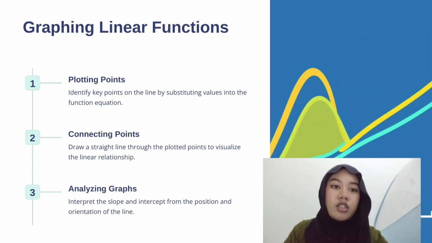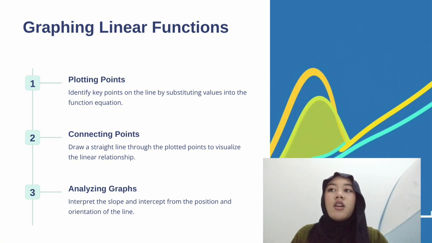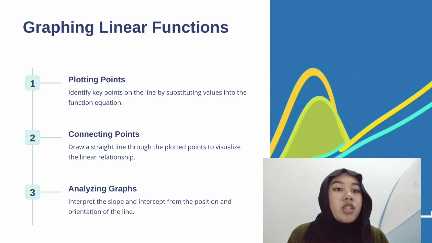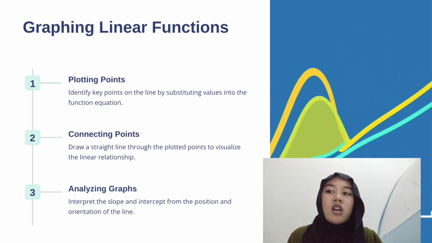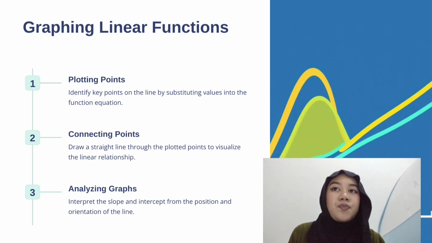Graphing linear functions. 1. Plotting points. Identify key points on the line by substituting values into the function equation. 2. Connecting points. Draw a straight line through the plotted points to visualize the linear relationship. 3. Analyzing the graph. Interpret the slope and intercept from the position and orientation of the line.